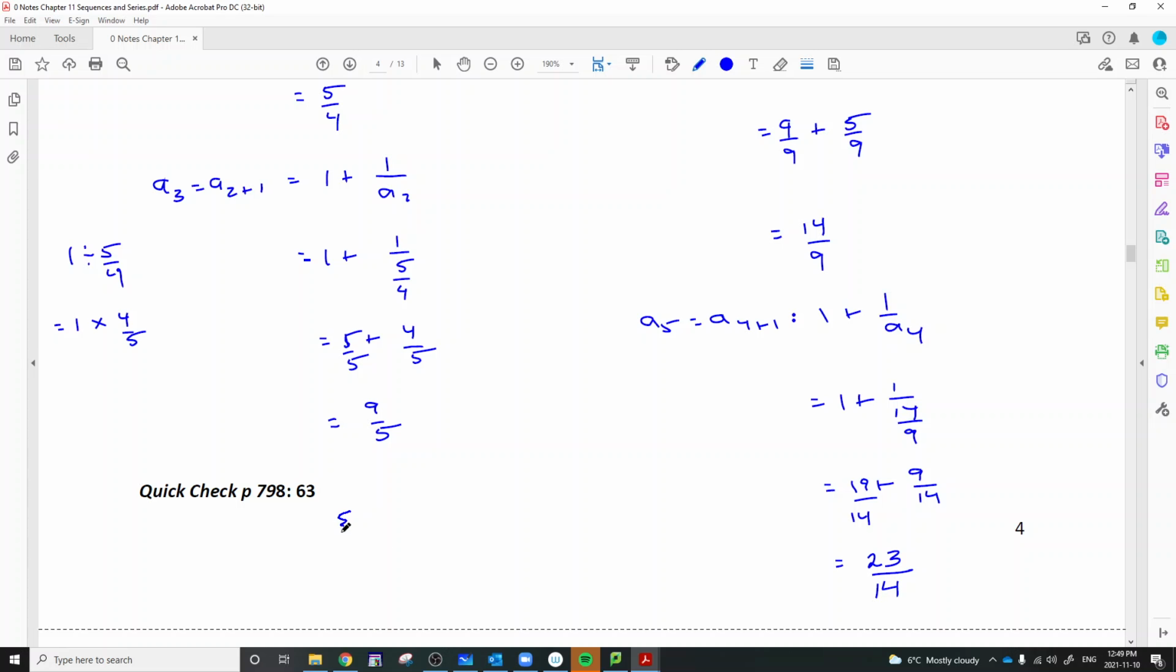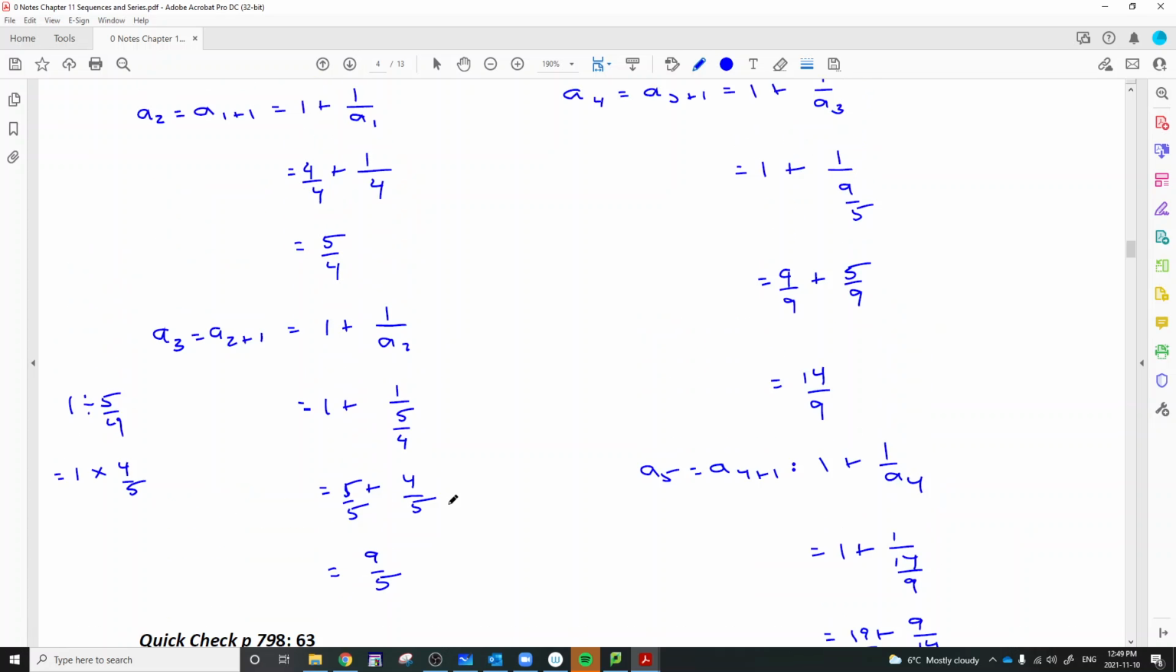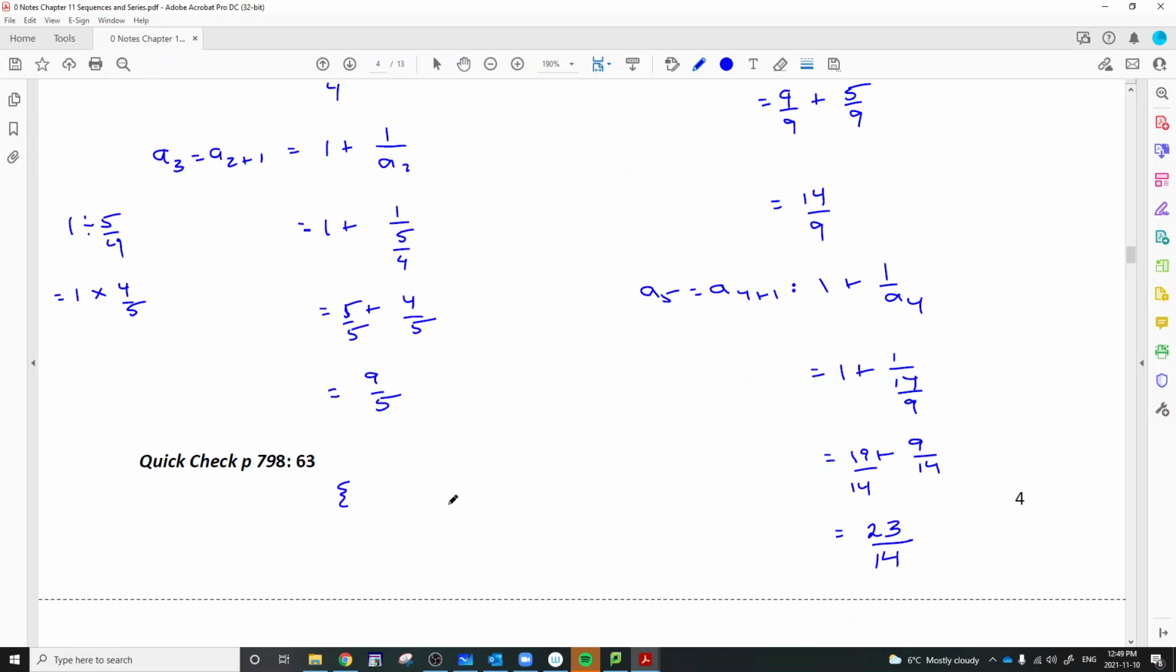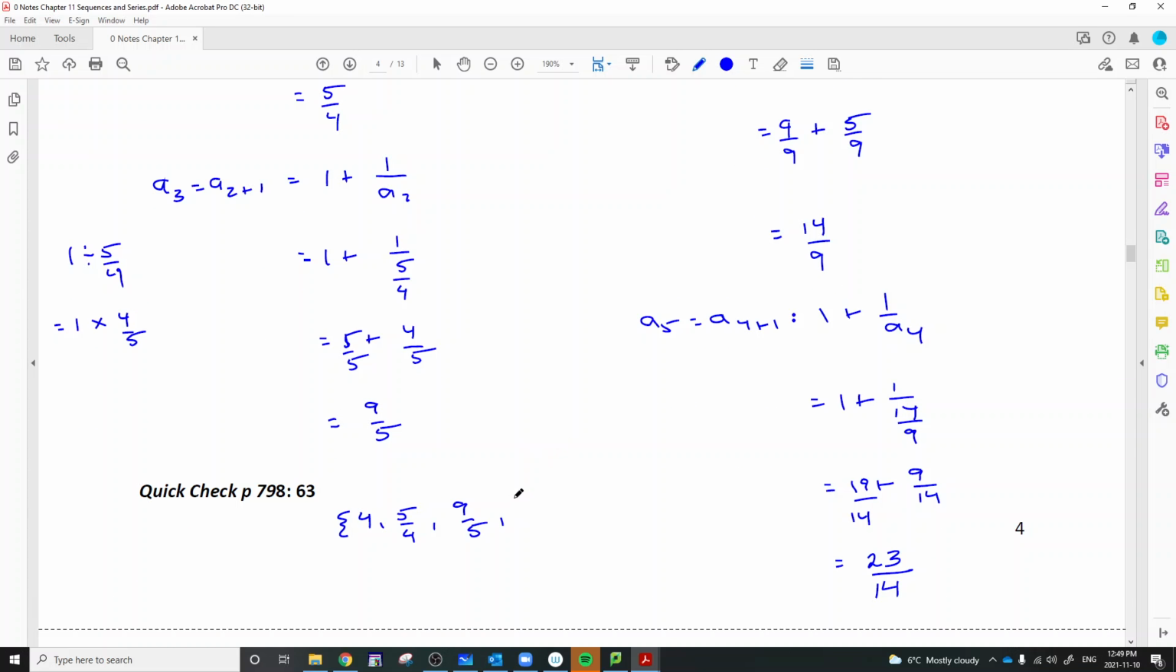So the first 5 terms in this sequence are 4, and then 5/4, and then 9/5, and then 14/9, and then lastly 23/14. All right, so now you can do quick check number 63. If you find that you need more practice with these, or if you see one that you're like, ooh, that seems like a good one to practice, feel free to do more.